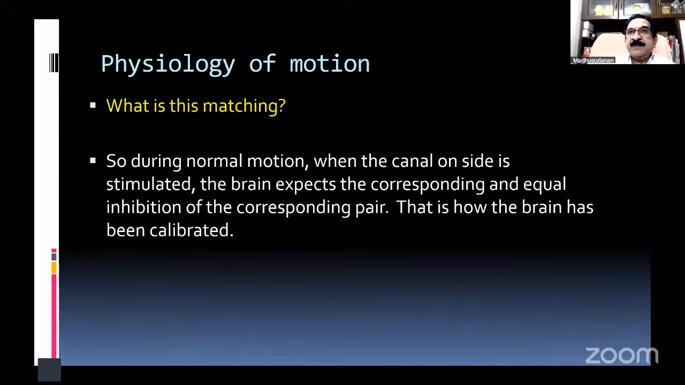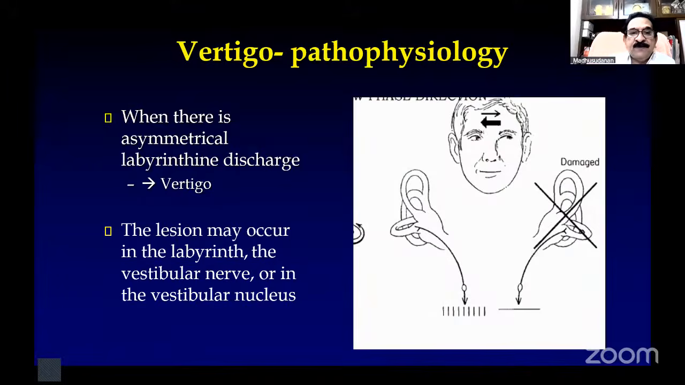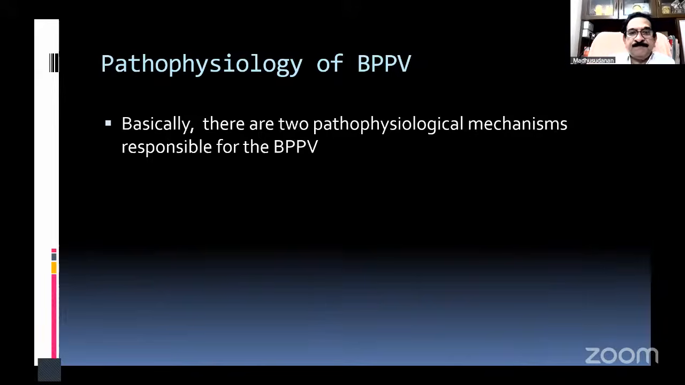So during normal motion, when one canal on one side is stimulated, the brain expects corresponding and equal inhibition of the corresponding pair. That is how the brain has been calibrated. When one side alone is stimulated or inhibited, the brain does not accept the mismatch and a hallucination of movement occurs; vertigo will occur. That is when, in BPPV, we get vertigo with only one side stimulated. The other side is not affected because the dislodged otoconia are only in one ear. And that is what happens in BPPV. As already told before, vertigo occurs when there is an asymmetrical mismatch between them.